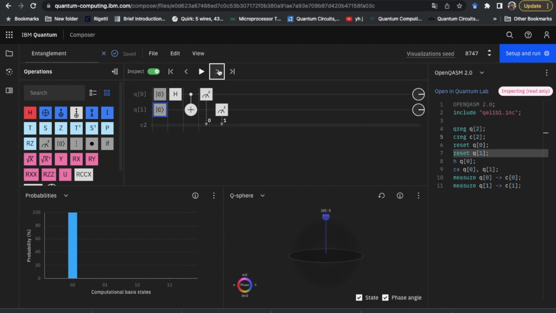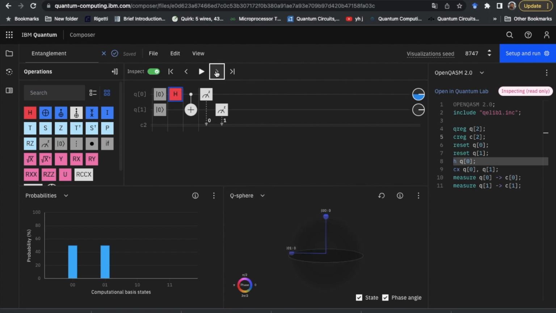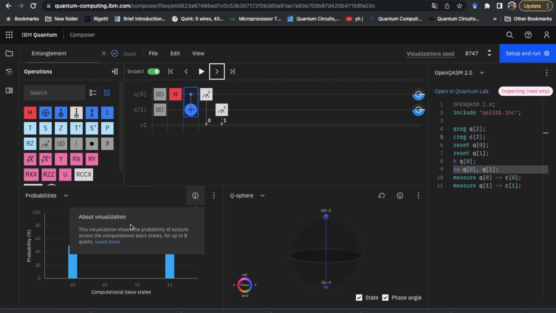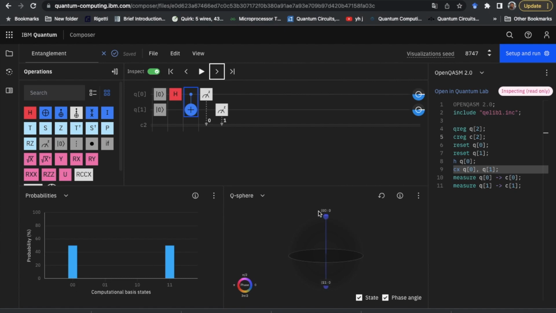First, this shows the 0 0 state. Now the Hadamard operation is done, which creates the superposition state, and now the CNOT operation. Using this visualization, this Q sphere, you can see that there are two different states created in superposition with probability 50%, which are 0 0 and 1 1.